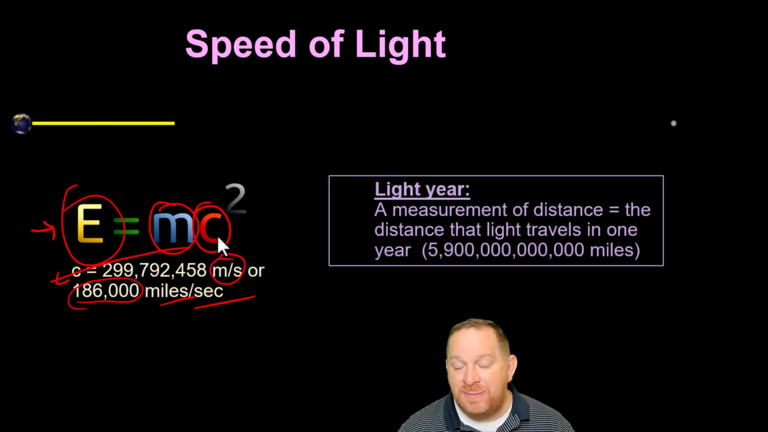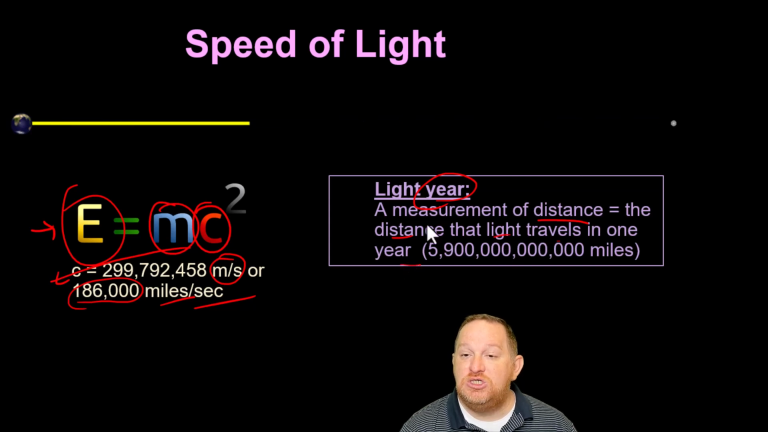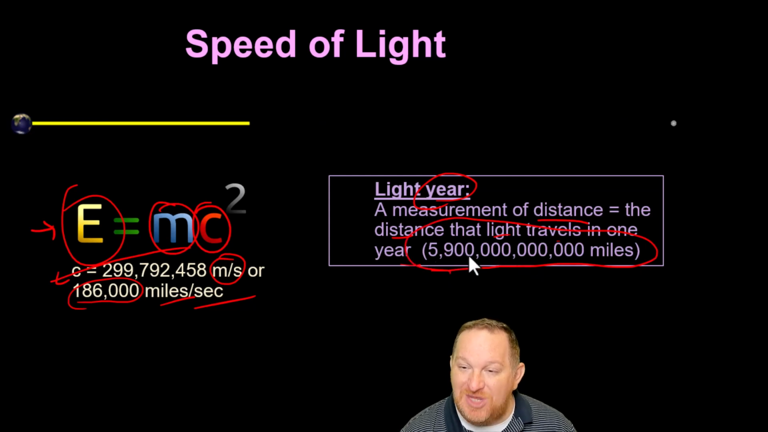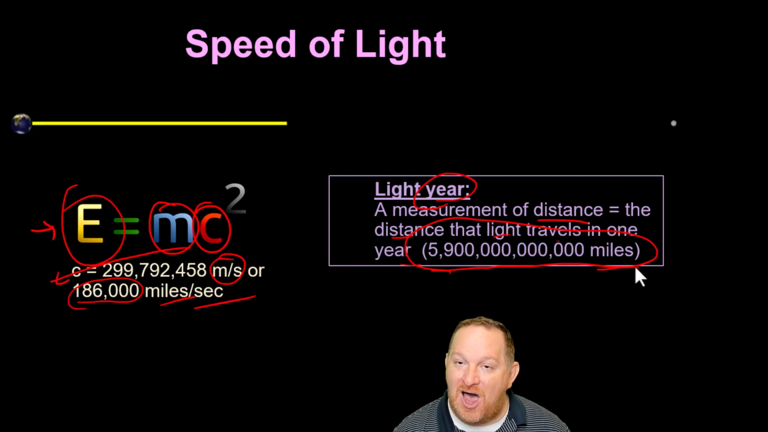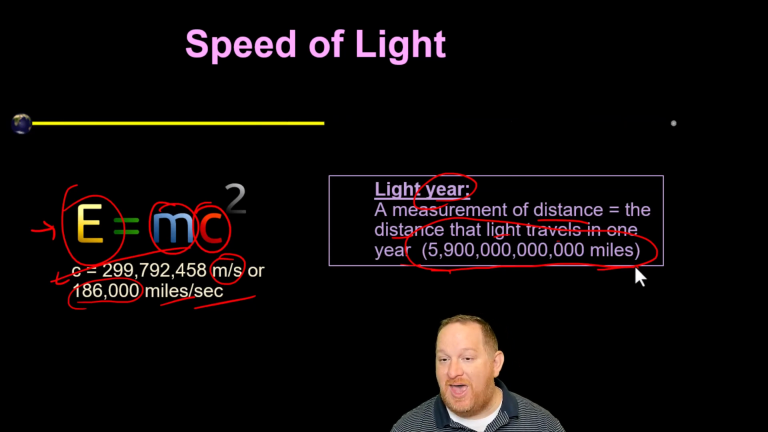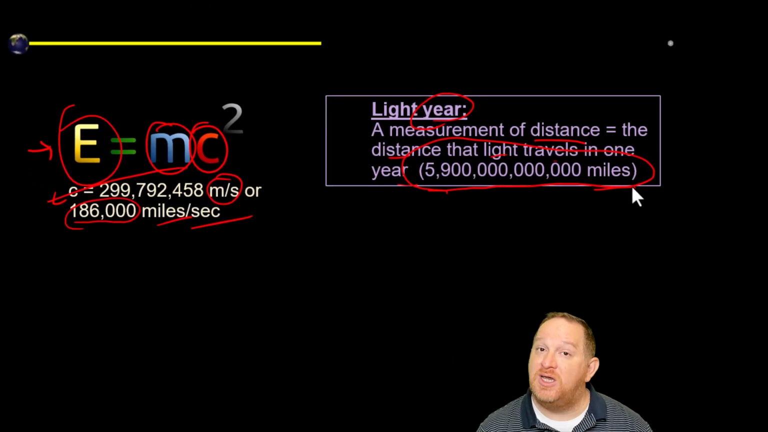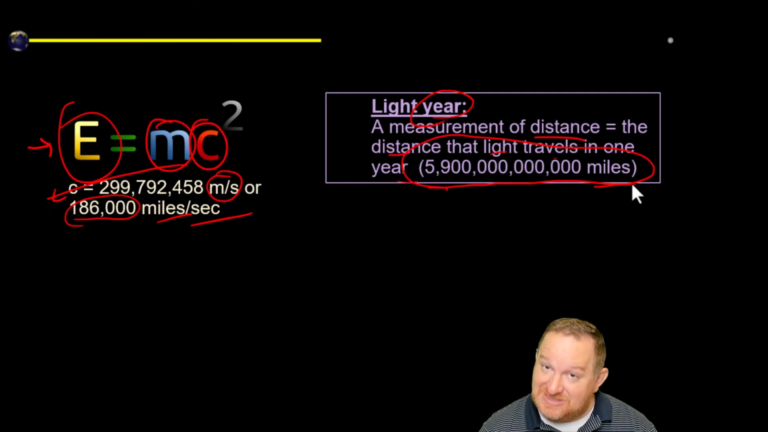Okay, so you may have also heard this term, a light year. A light year is actually not a time, but a measurement of distance. In other words, a light year is the distance that light travels in 1 year. So a light year is about 5,900,000,000,000 miles. That's how many miles light can travel in a year. So when we say something is so many light years away, we're not saying that's how many years it takes to get there. We're saying that's how far away it actually is from us.